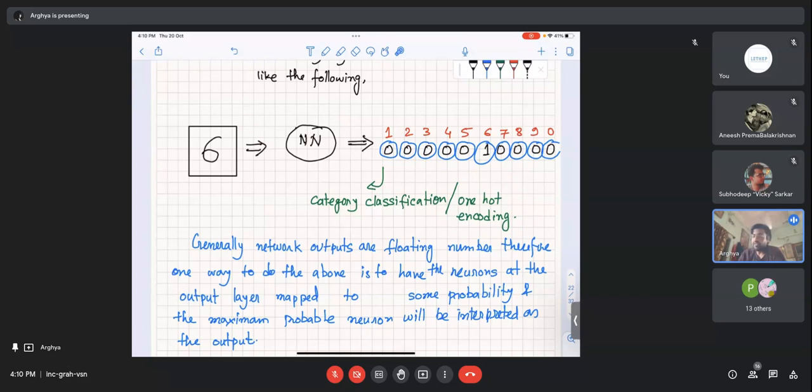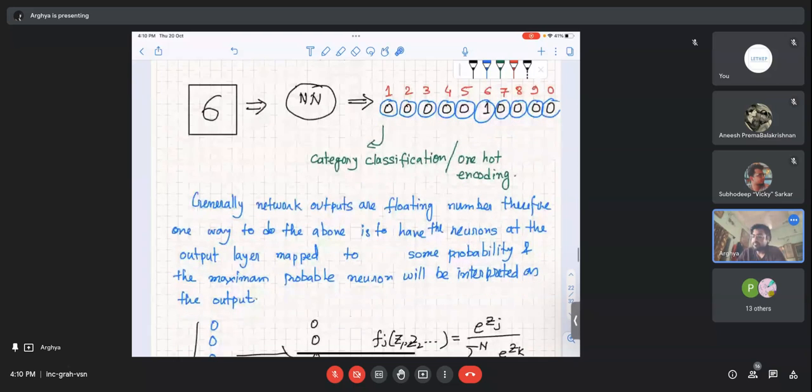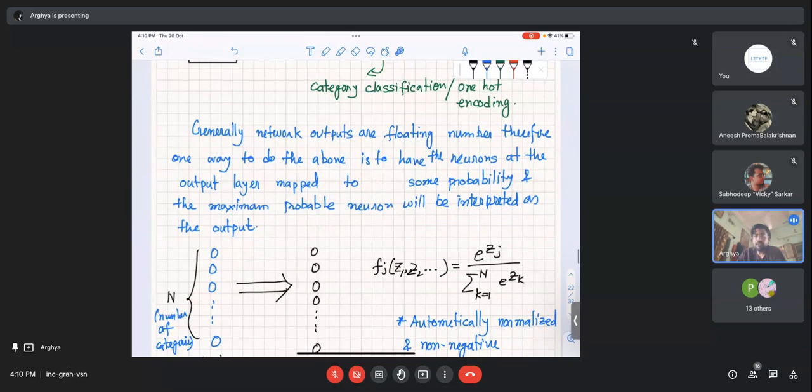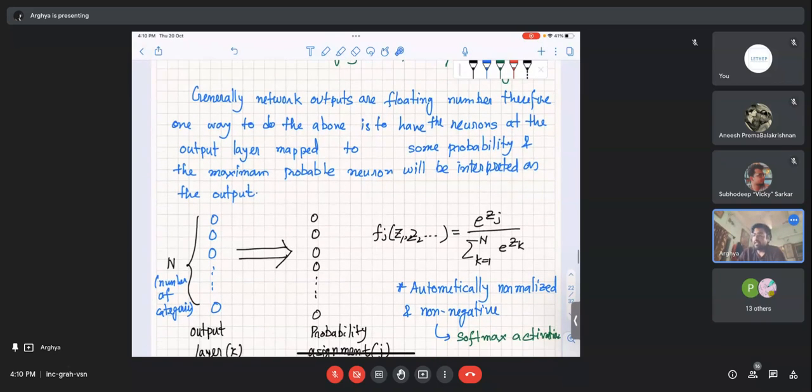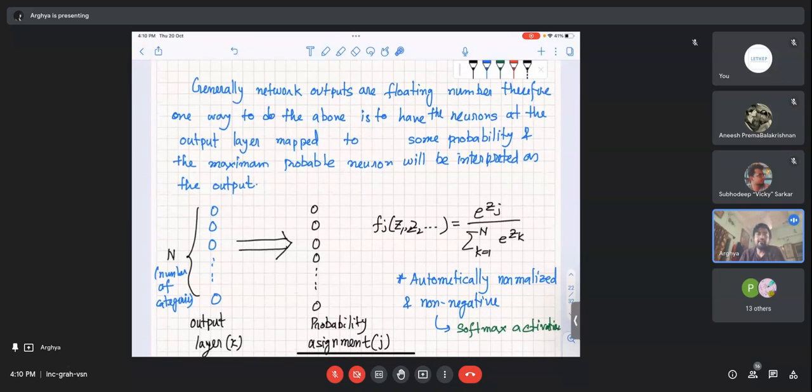So that's called the one hot encoding. To do this one hot encoding, this is what you want to achieve. Now, how do you do that? Normally, as we have seen, the network output is some function f of z that you apply at the very end.